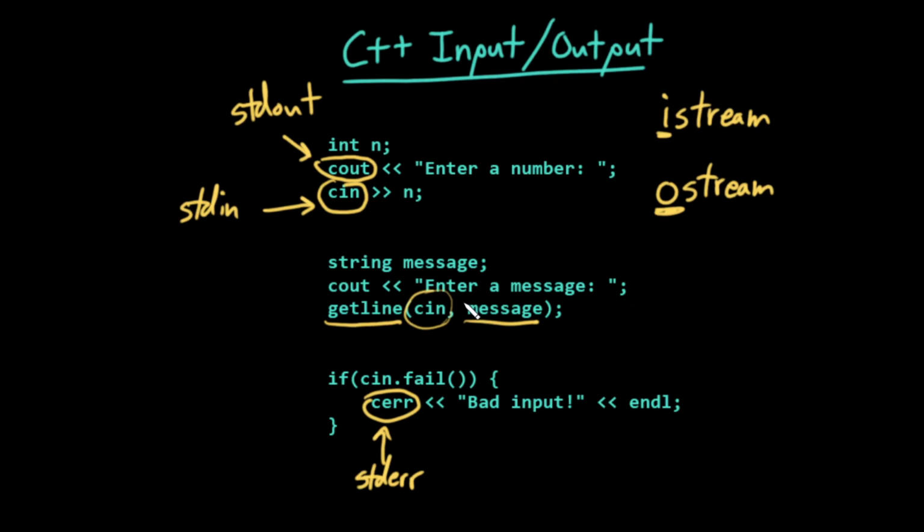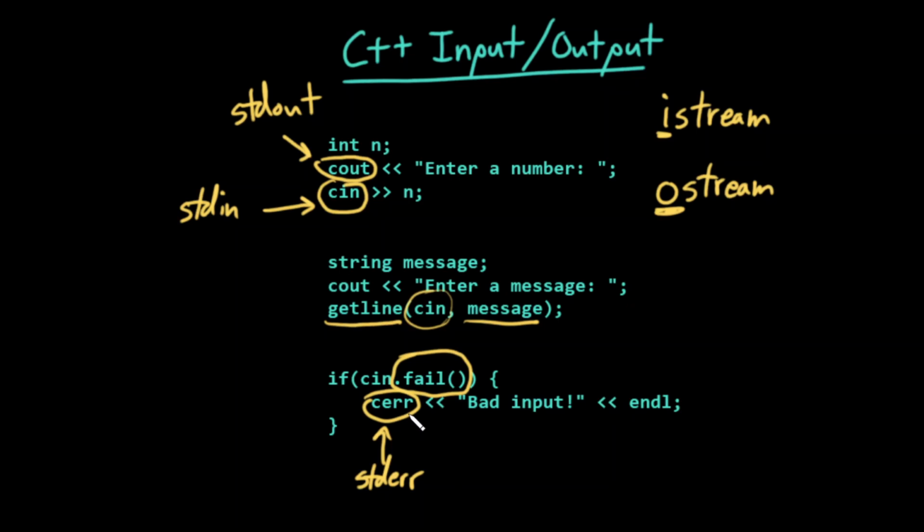I can also check if the prior command that I did caused some form of an error. So if I had some reading error of some sort, the istream will be set to a fail indicator, which I can check by calling the fail method. So I do cin.fail, and if this is true, then the previous thing that I did did not work.